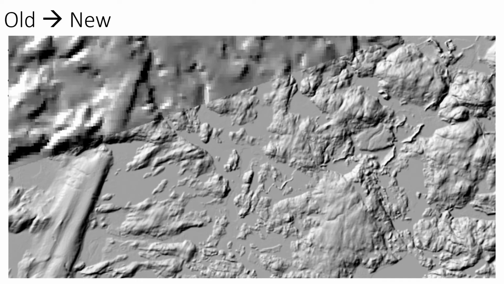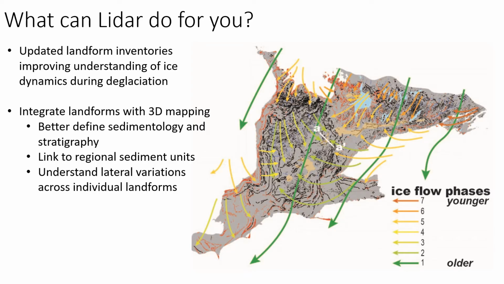And obviously, if your job is to map landforms and try to understand past processes, life's a whole lot easier with this new stuff. So LiDAR allows us to map landforms like never before. This updated inventory greatly improves our understanding of ice dynamics during deglaciation, and an improved picture of what ice was doing gives us modelers a much better framework for understanding the sedimentological changes and links between stratigraphic units comprising landforms and connections with regional buried sediment units.